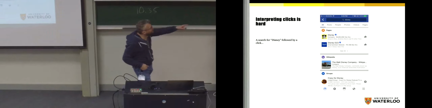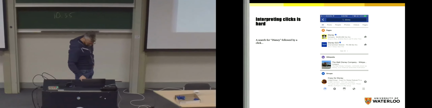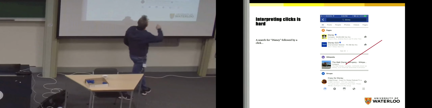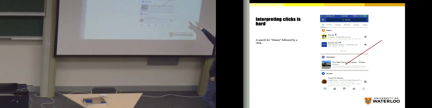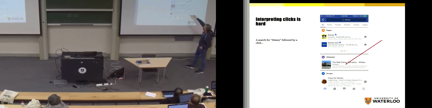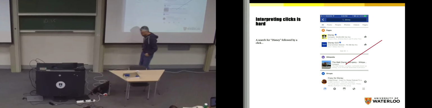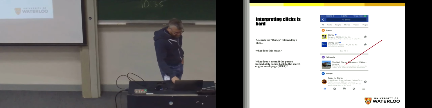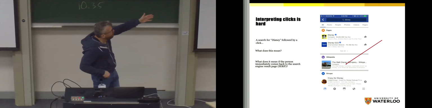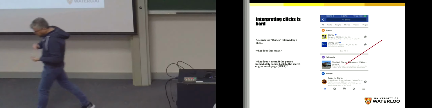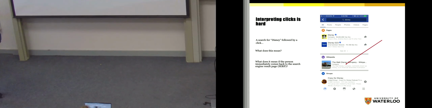Here's another real page. Someone typed Disney, and then they clicked there, right? So for Disney, there's the company, there's Disney Entertainment, there's some groups for fans, and they clicked here on the Wikipedia result. Okay, so what does this mean? It could mean that they found what they're looking for. Well, what does it mean if they come immediately back? They click on the Wikipedia page and then they immediately hit the back button. What does that mean?